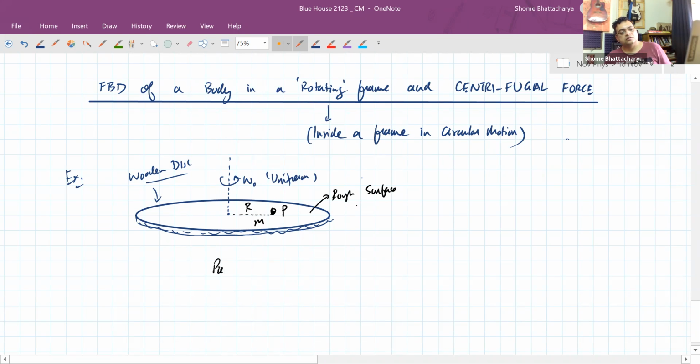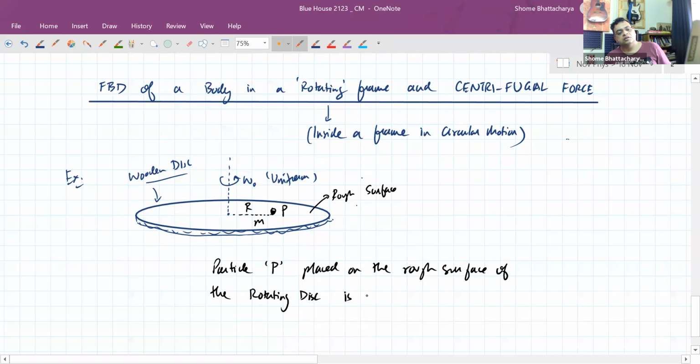The particle P placed on the rough surface of the rotating disk is at rest with respect to the surface. That is, it does not slip.